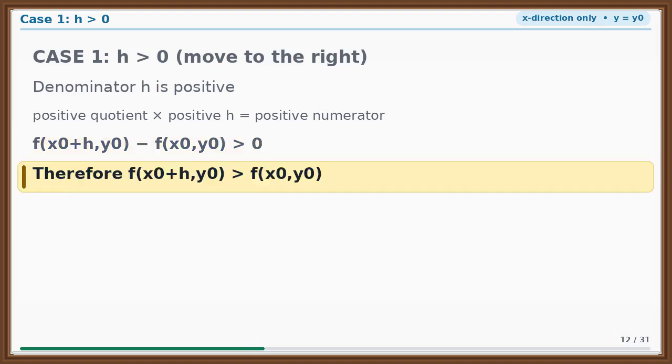Add the central value to both sides. We conclude that f at x0 plus h, y0 is greater than f at x0, y0. Intuitively, a sufficiently small move to the right gives a higher value.